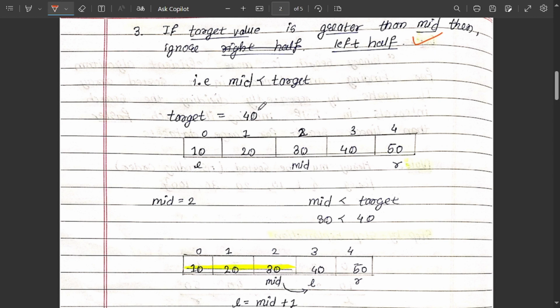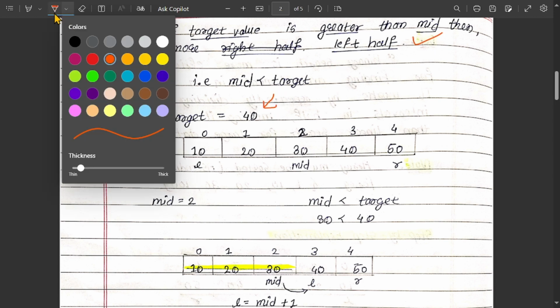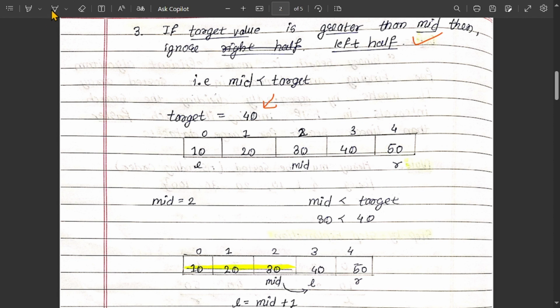Suppose right now we have a target which is 40. So the target value is 40. Now we say left plus right divided by 2, and you get the mid value, which is 2. The mid value 30 is less than the target value 40. So we will not search at this point, because this will not help us. This is the lesser value and we know the array is sorted. So we will search at the right side.